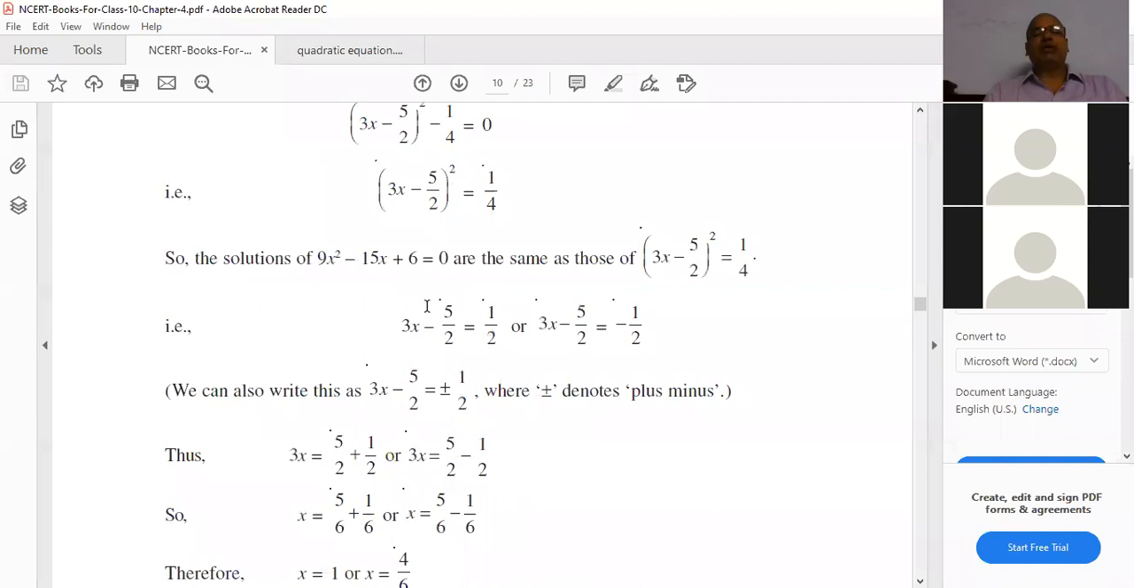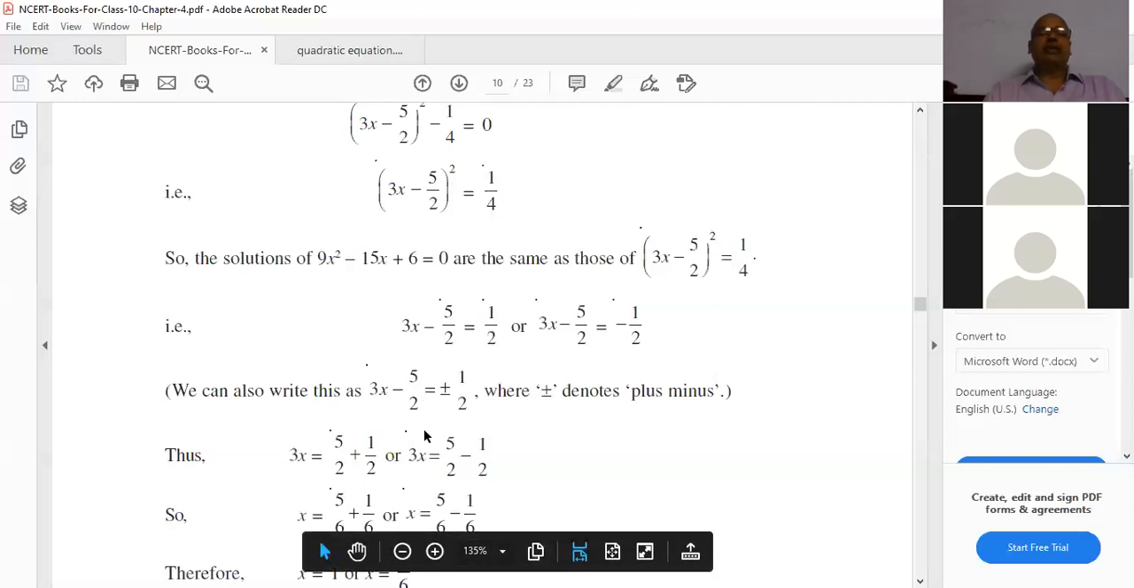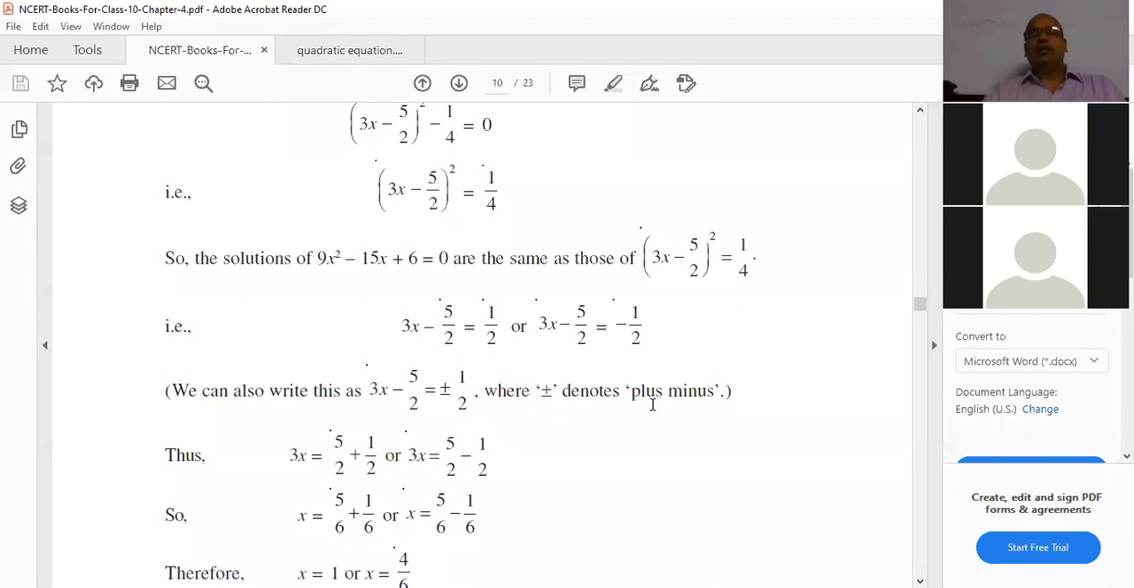Hence 3x minus 5/2 equal to plus 1/2, or 3x minus 5/2 equal to minus 1/2. Why did you get plus 1/2 and minus 1/2? Root of 1/4 means plus or minus 1/2, Amma. So we can take both the values. We can also write it as 3x minus 5/2 equal to plus or minus 1/2. See, plus or minus denotes plus minus. How to read it: plus or minus 1/2.